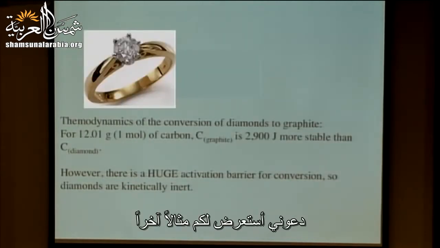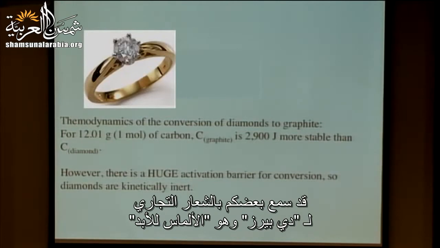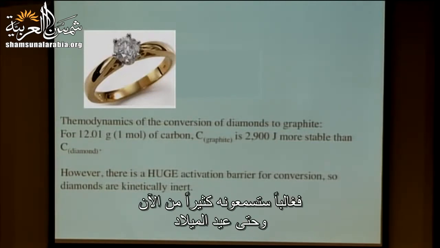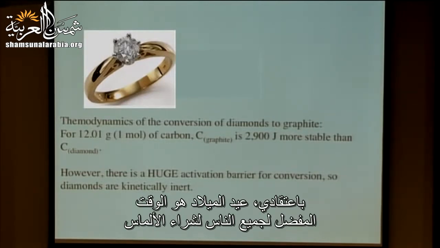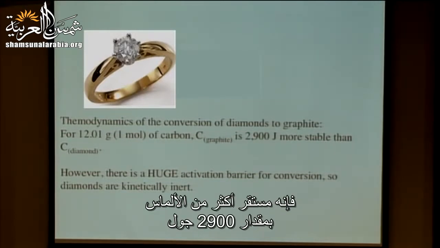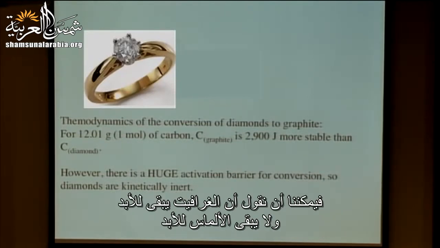So let me just give one more example. Some of you may have heard the commercial from De Beers, "A diamond is forever." If you haven't, you will probably hear that quite often between now and the Christmas season. This is a very popular time, I guess, for people to buy each other diamonds. But if you look at the thermodynamics of this, graphite is actually much more stable than diamonds by 2,900 joules. So one could argue that graphite is forever, not that diamonds are forever.